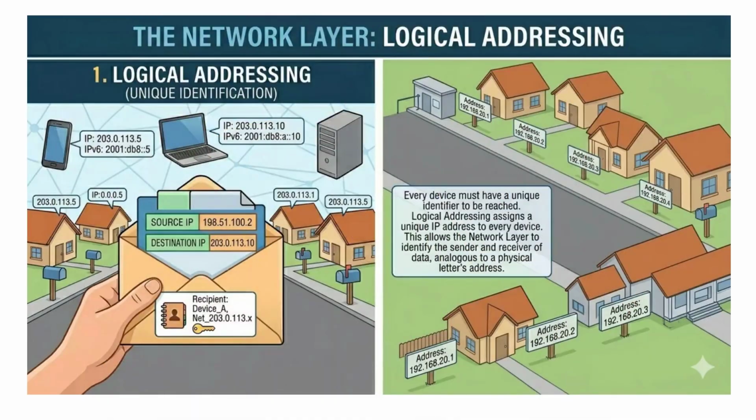The network layer has 2 functions. Number 1, logical addressing. 2, routing. Every device in a network must have a unique identifier to be reached, similar to how a letter needs a physical address to be delivered. The network layer assigns a unique IP address to every device. When data is sent, this layer identifies both the source and the destination using these IP addresses.